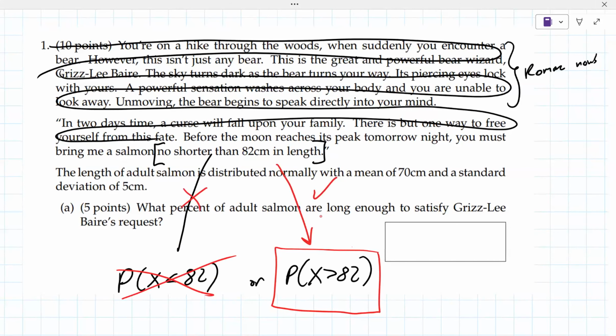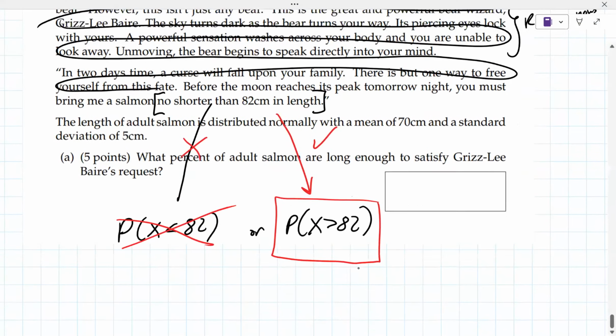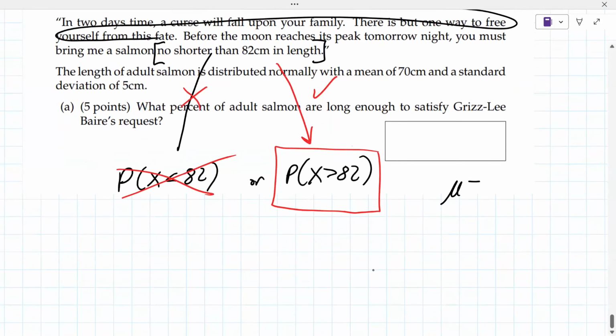Okay, so this is where you have what I call a probability statement, and you have to convert this to a Z. So you need a mu and you need a sigma. So if you keep reading, it says the length of adult salmon is distributed normally with a mean of 70 and a standard deviation of 5. What percent of adult salmon are long enough to satisfy Grizzly Bear's request? So just like the problems we were doing here, we have to calculate a Z value.